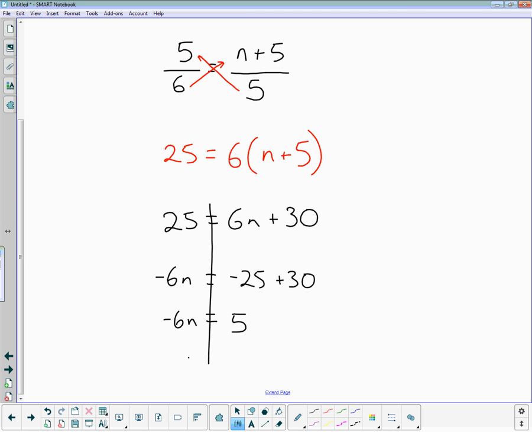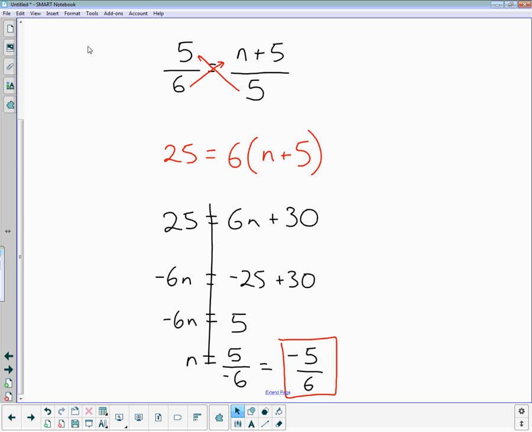Notice something. Your answer is not going to be a whole number most of the time. Remember, you divide both sides. Now, normally we leave the negative sign up top. This fraction can be reduced. You reduce it. If it's not reduced, I'm going to send it back to you. Always, always, always reduce your fraction.